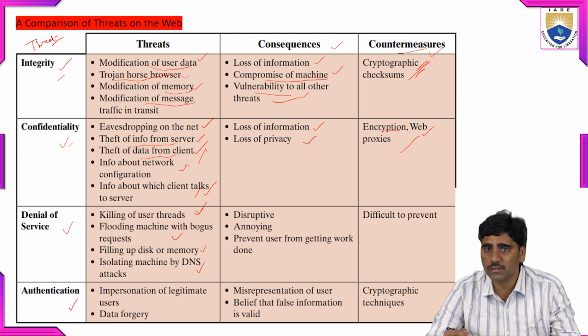What are the consequences? Disruptive is one consequence, annoying is another, and preventing a user from getting work done also. Disruptive means disconnecting or disturbing. When you want to access a particular website, it may get disrupted, that means it may get disconnected. Annoying means anonymous websites also appear, and users are prevented from getting work done. So the connection is unwantedly disconnected.